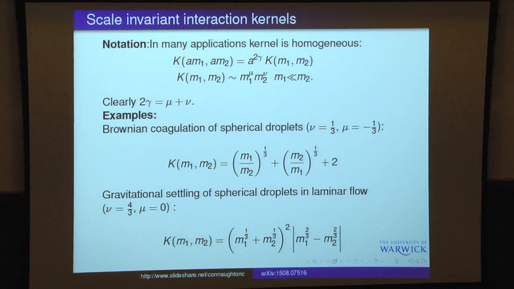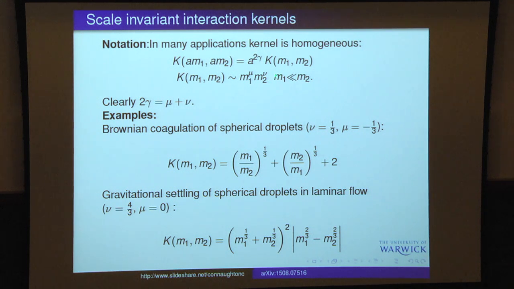But it's not by itself sufficient to classify all kinds of behavior you might observe. The second, additional bit of detail required is not just the overall degree of homogeneity, but rather how that homogeneity is distributed when you look at the asymptotics of collisions involving particles which are widely differing in size. How does the kernel behave when you have mergers between very large and very small particles? To describe that asymptotically, I'm going to introduce 2 additional exponents, mu and nu.